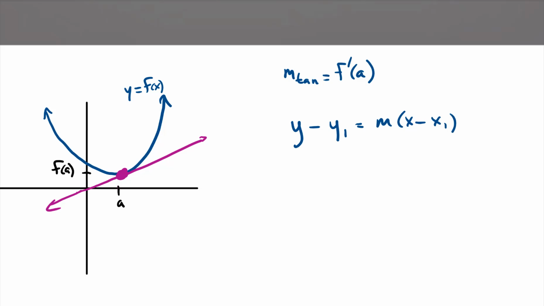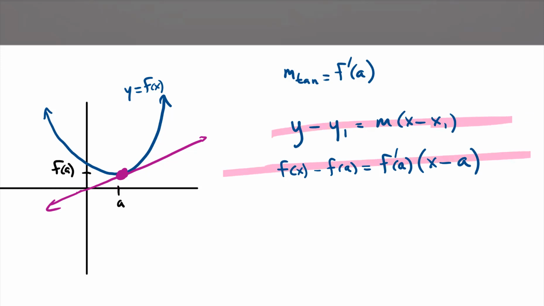Did you know that this is actually written as f of x minus f of a is equal to the slope of the tangent line? Oops, I'm so sorry. Did I write in slope of the tangent line? I meant f prime of a times x minus a. Remember that? That's the fancy. These two things are the same thing. We're just, instead of using y's and x's and m's, using f's.